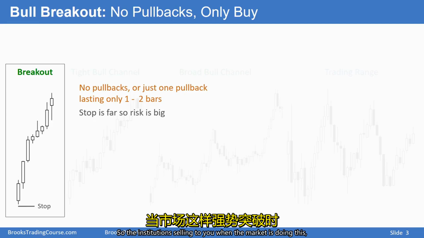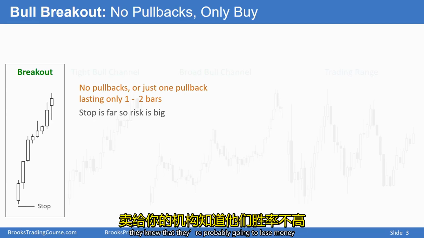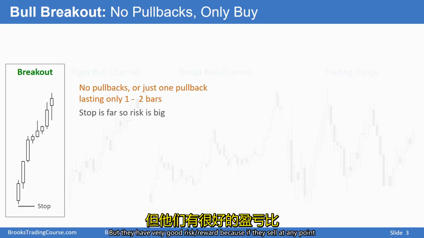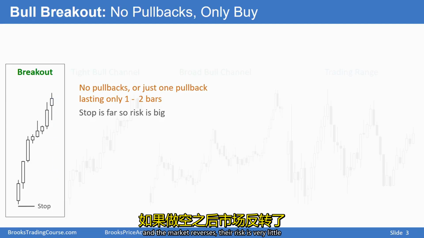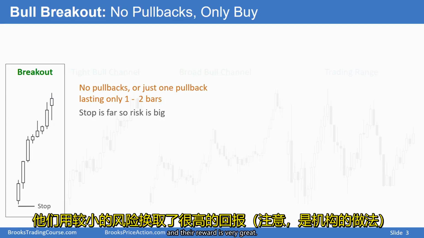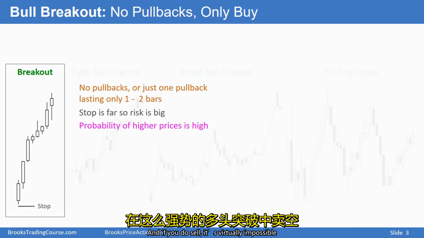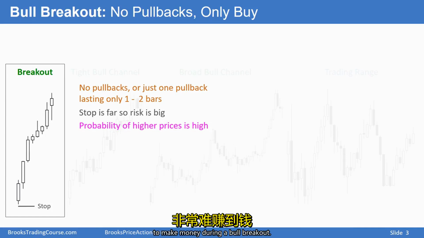So the institution selling to you when the market is doing this, they know that they're probably going to lose money or that it's very difficult to make money. They will have to use an extremely wide stop and scale in. But they have very good risk reward because if they sell at any point and the market reverses, their risk is very little and the reward is very great. You should not be selling when the market looks like this. You should only be buying. And if you do sell, it's virtually impossible to make money during a bull breakout.